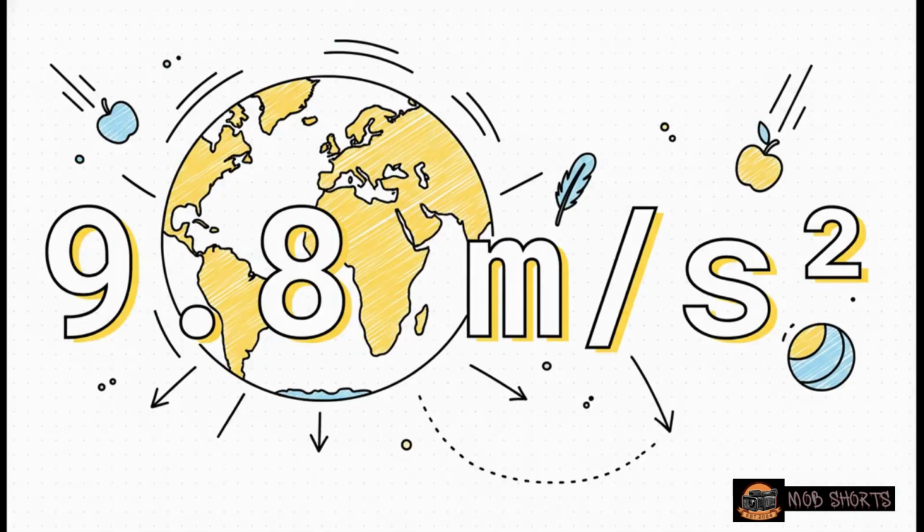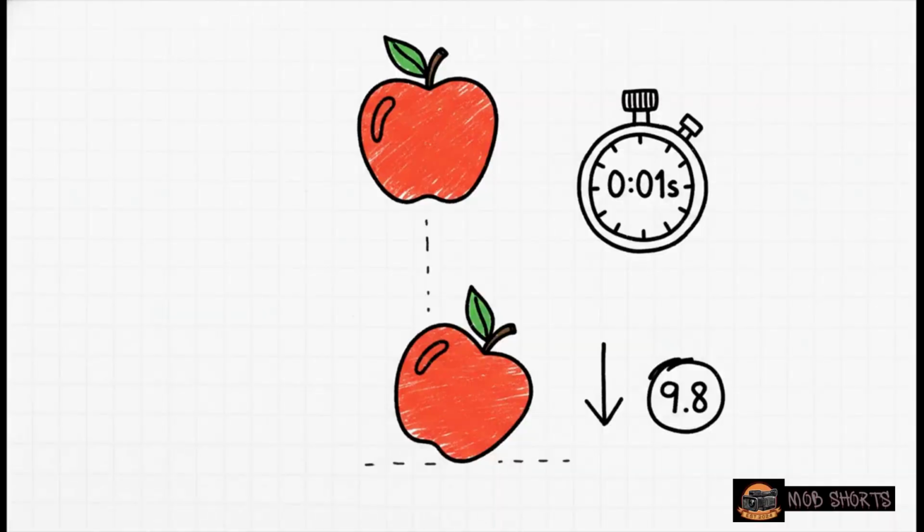Here on our home planet, that constant acceleration due to gravity has a specific number we call g. It's about 9.8 meters per second squared. So what on earth does meters per second squared actually mean? It's way simpler than it sounds. All it means is that for every single second an object is falling, its downward velocity speeds up by 9.8 meters per second. So after 1 second, it's moving at 9.8 meters per second.